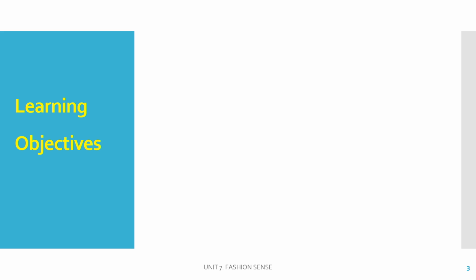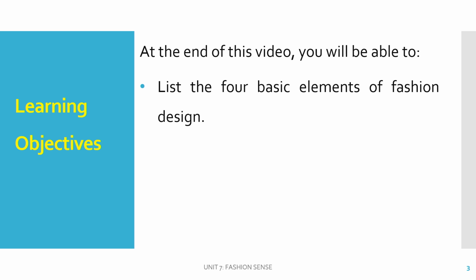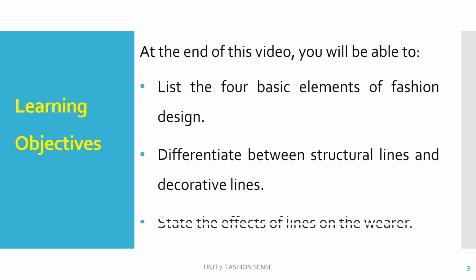Today's lesson will be on topic 7.1, the elements of fashion design, namely lines. Let us now see the learning objectives of this lesson. At the end of this video, you will be able to list the 4 basic elements of fashion design. You will also be able to differentiate between structural lines and decorative lines, and you will be able to state the effects of lines on the wearer.